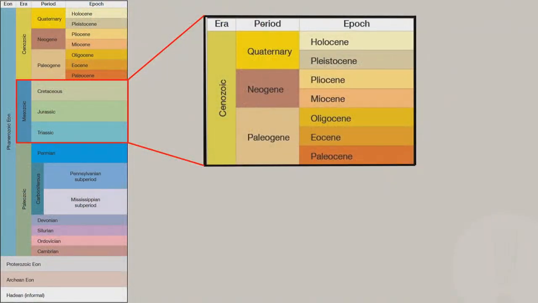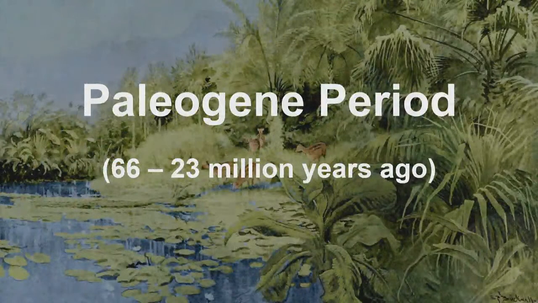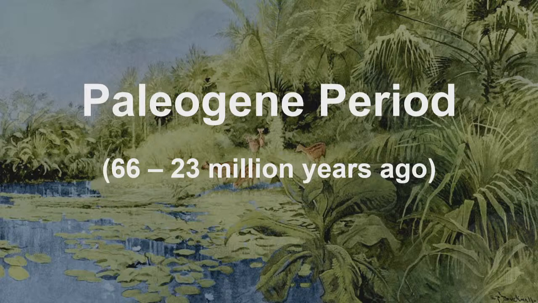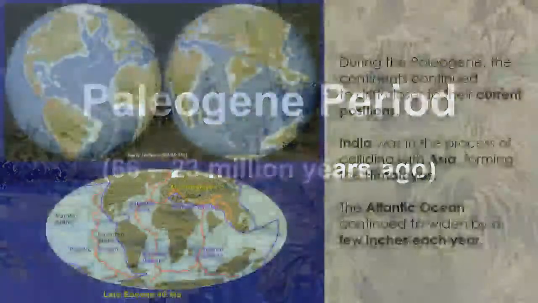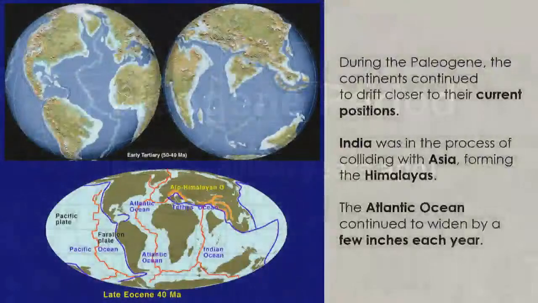So the Cenozoic era is divided into 3 periods: the Paleogene, the Neogene, and the Quaternary. In some older literature, you might see the Paleogene and Neogene referred to as the Tertiary, but that has been renamed and divided up. So we'll start off with the Paleogene period, 66 to 23 million years ago, divided into 3 epochs: the Paleocene, the Eocene, and the Oligocene.